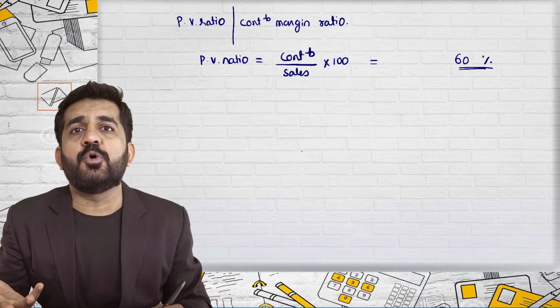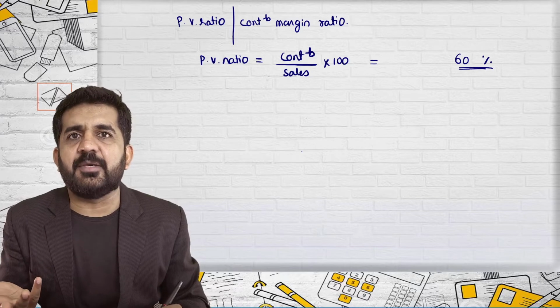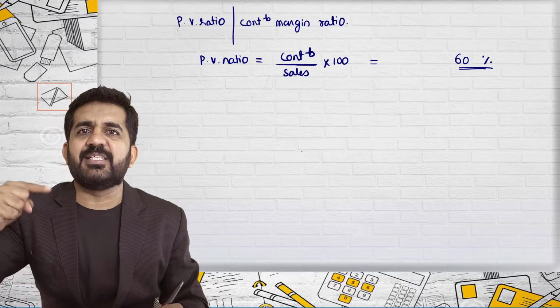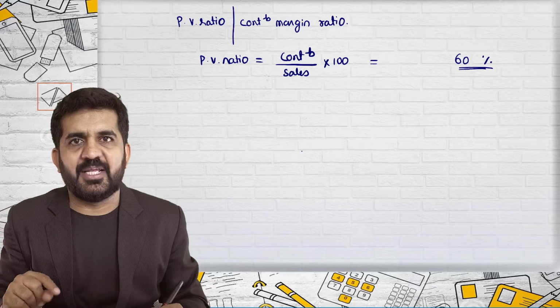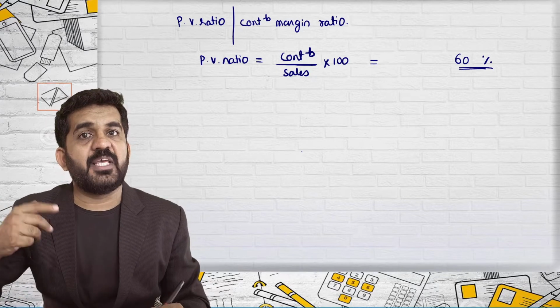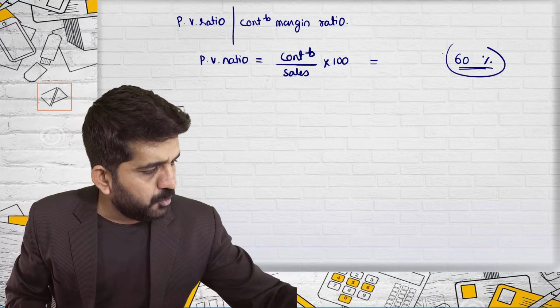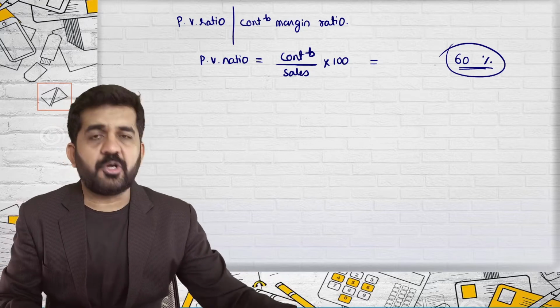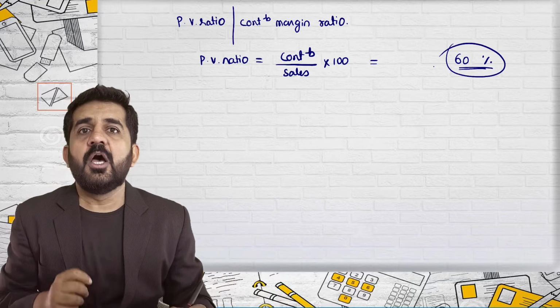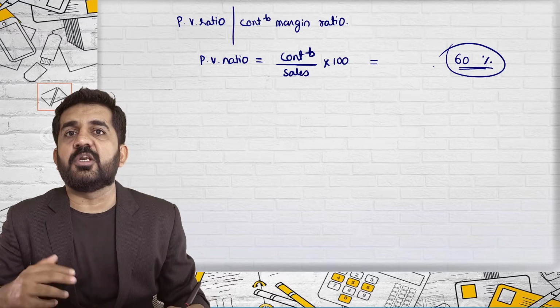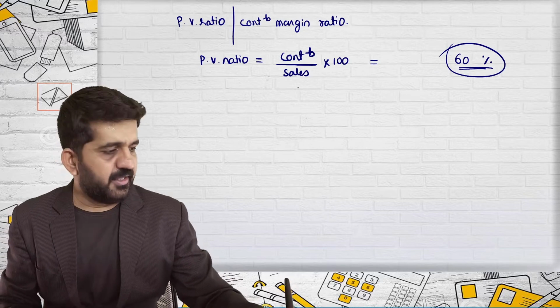Net profit ratio means, suppose if net profit is 20%, what does it mean? If my sales is 100, my net profit is 20. Here, if sales is 100, my contribution is 60. It is contribution margin ratio. It shows how much is your contribution in relation to your sales, because the denominator is sales.